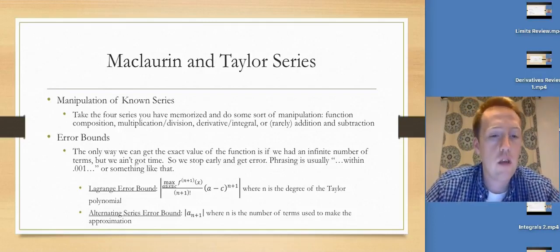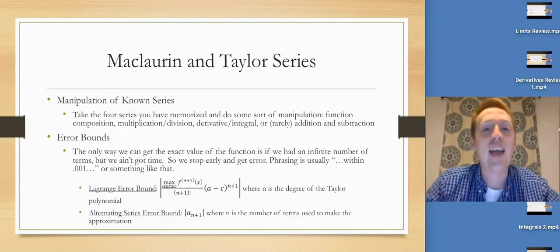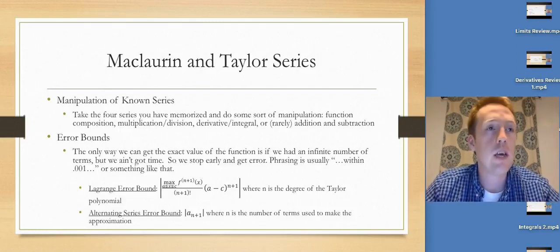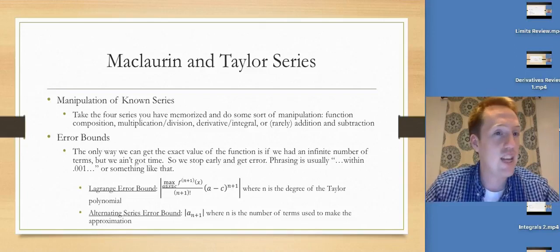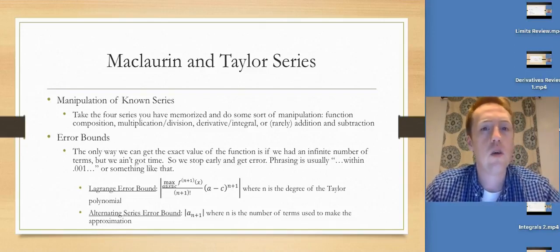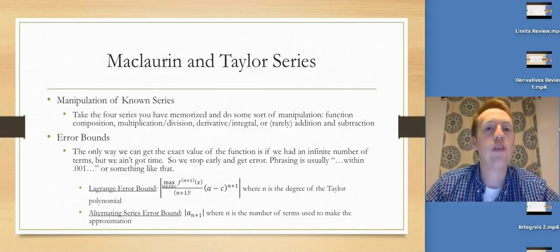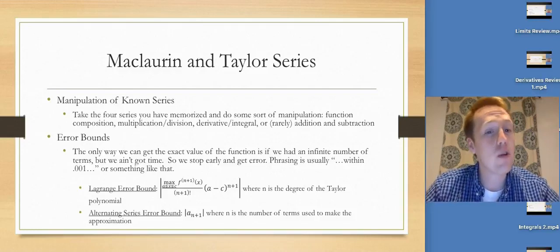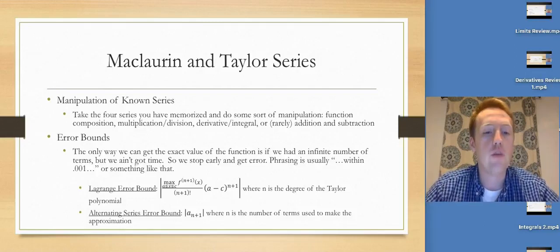Then the error bounds. The only way that we can get an exact value of some function using these series is if we used all infinity terms, which is just not a thing we can do. We always have to stop short, so that's where this error gets introduced. We can't get the exact value, but we can get pretty close. So to get the actual error, we've got our Lagrange error bound and our alternating series error bound. The alternating series error bound is better when the series is actually alternating. If it's not alternating, you can't use it.